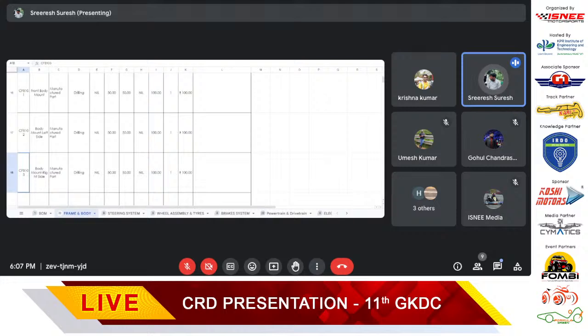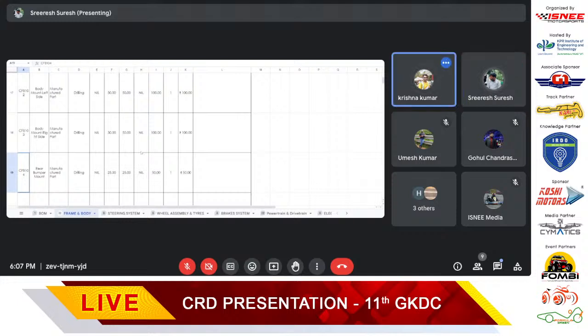Next part is right side body mount. It's also a manufactured part. Its main process was drilling. It was also done in our lab itself. So that unit cost is 100 rupees. Next part is rear bumper mount. It's also a manufactured part. Its main process was also drilling, and it's fully done in our lab. So, Suresh, sorry to interrupt.